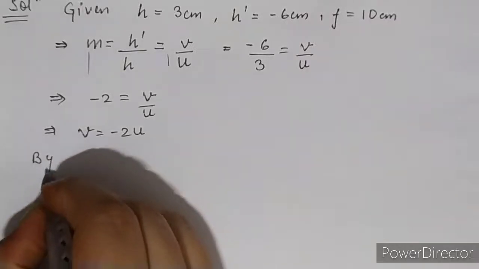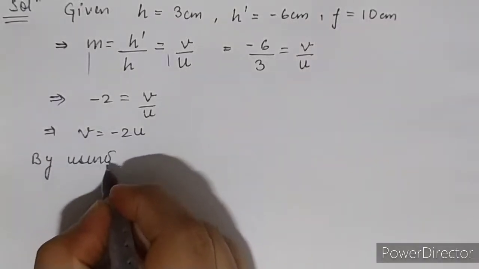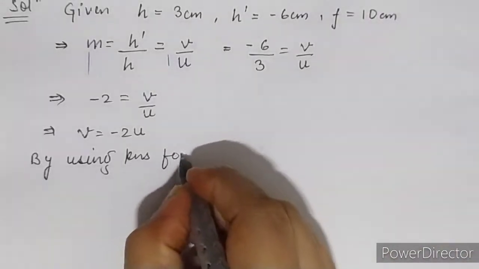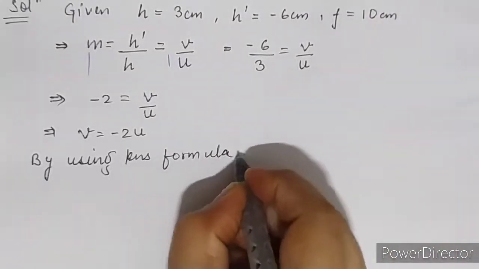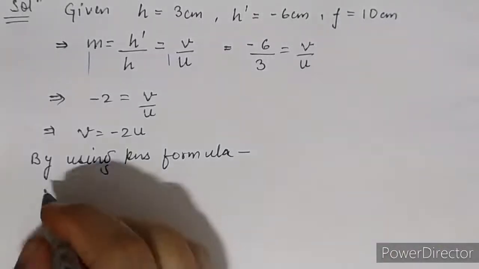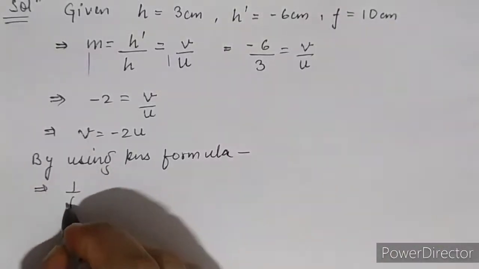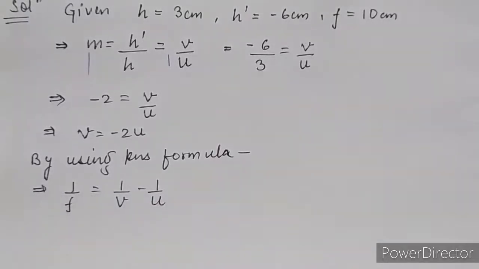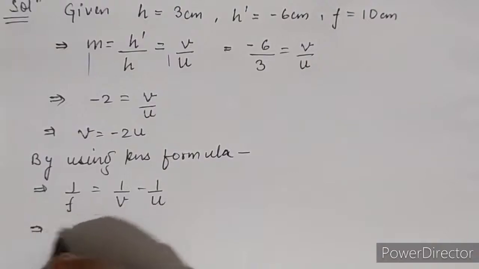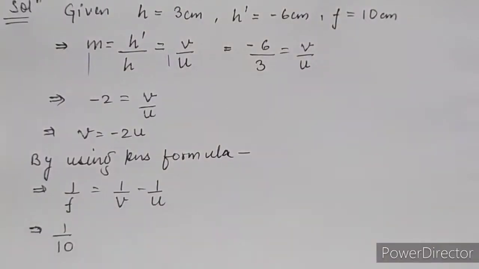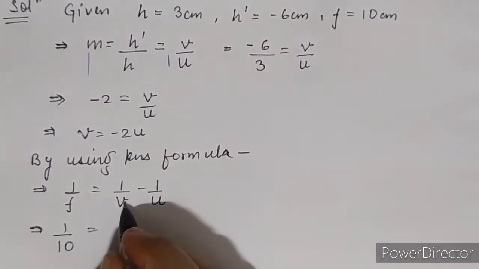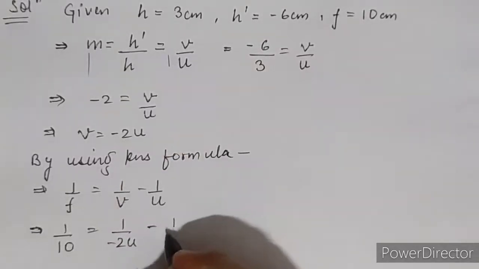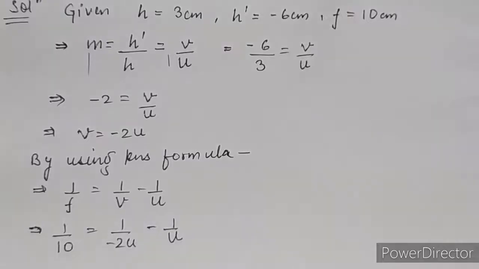So by using the lens formula, what is the lens formula, beta? 1 upon f is equal to 1 upon v minus 1 upon u. We have to put the values. So focal length is 10 centimeters, it is in the positive form. Value of v is minus 2u, which we have calculated, and u is simply u, as we have written.